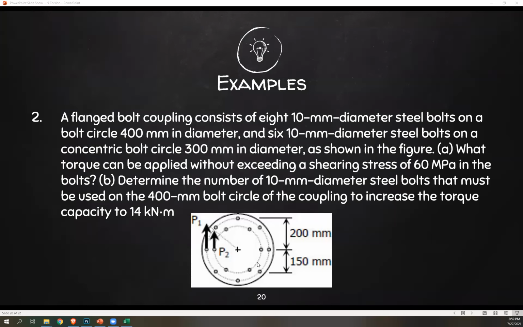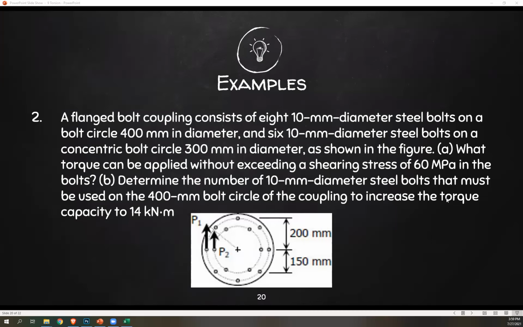Okay, so there's a lot. So basically, we have 2 concentric rows with the following properties. We're looking for letter A, maximum torque that can be applied without exceeding a shearing stress of 60 MPa. So it's similar to what we did for number 1. And then letter B, determine the number of 10mm diameter bolts that must be used on the 400mm bolt circle of the coupling. So that's just how many additional bolts can I add to the concentric row so that the torque capacity increases to 14 kilonewton meter. Okay?